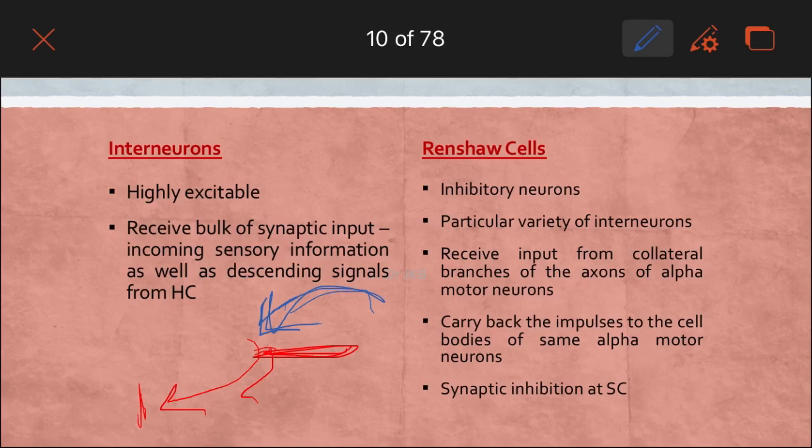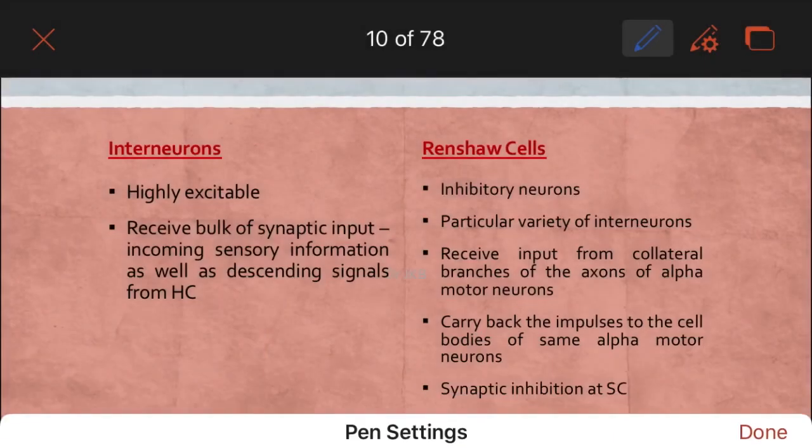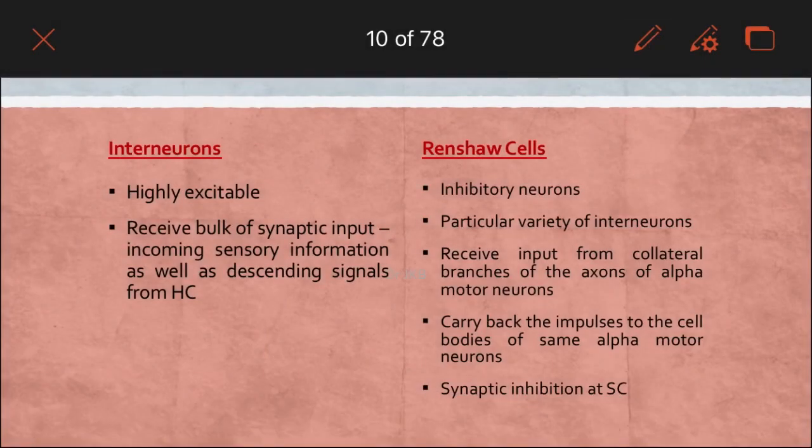So, the alpha motor neuron is the red one, it gives one branch to the blue one, and this blue one is the interneuron that forms the synapse with the alpha motor neuron, and it is inhibitory. That is the Renshaw cell, which carries back the impulses to the cell body of the same alpha motor neuron. So, synaptic inhibition at the spinal cord. So, one of the interneurons.